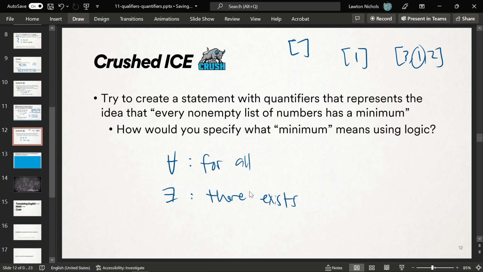Take a couple minutes to do your best and see if you can come up with a quantified statement that expresses the idea, like if it's true, then it means that every non-empty list of numbers has a minimum, which is something that we would like to be able to prove because it's a true statement, okay? Every non-empty list of numbers has a minimum. Give that a few minutes to swirl around in your head, and then we'll come back and do it together. But get a good head start.